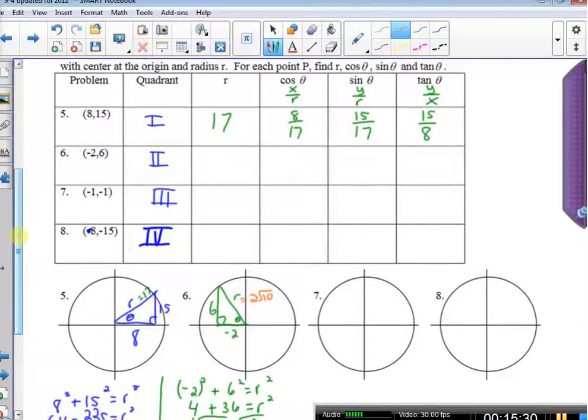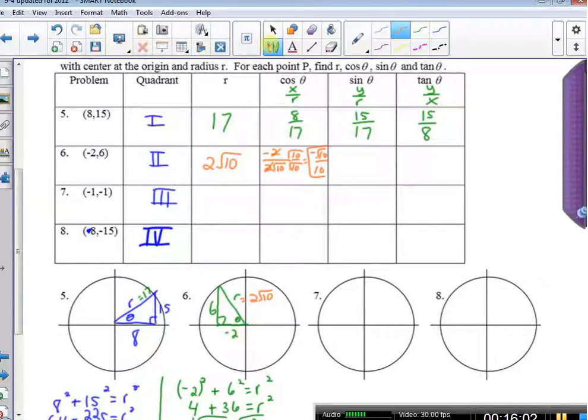So now r, the radius, is 2 radical 10. The cosine is x over r. So it's going to be negative 2 over 2 radical 10. I'm going to rationalize that, and the 2's are going to cancel here, so I'm going to get negative radical 10 over 10.